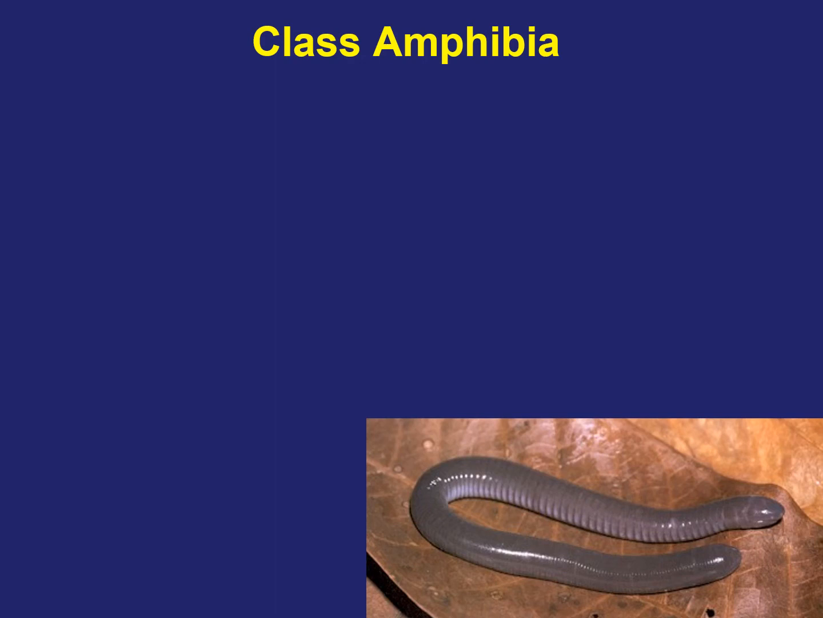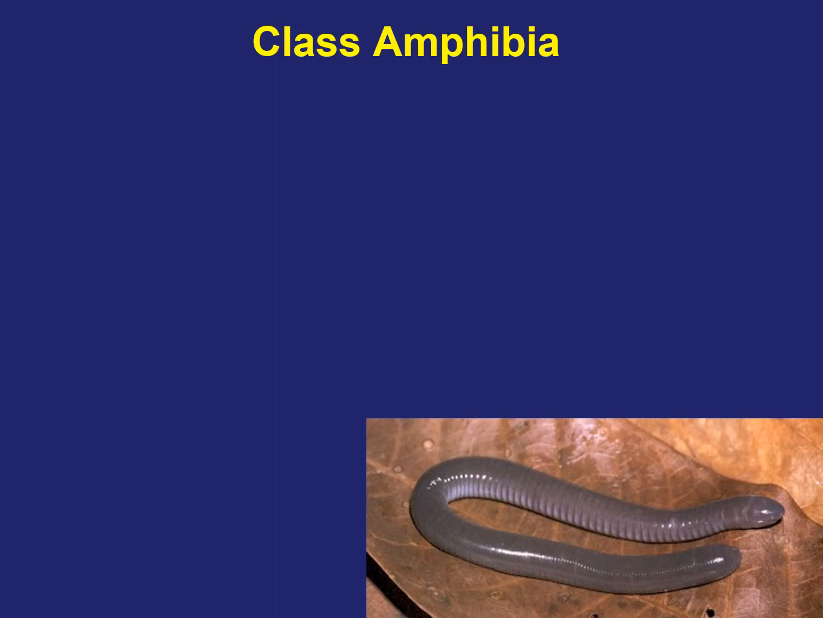Water is absolutely essential for their breeding. Now, the one that I have on the screen right now is a very unusual amphibian. This is something known as a caecilian, and it's sometimes referred to as a slow worm, something you might find in Mexico and South America, for instance, but they do have a fairly wide distribution.